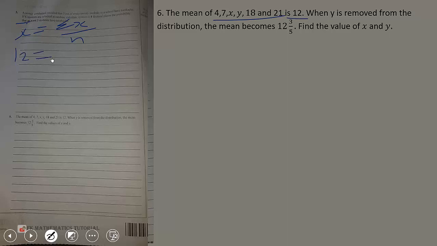So 12 will be equal to the summation of all the numbers: 4 plus 7 plus x plus y plus 18 plus 21, all over 1, 2, 3, 4, 5, 6, all over 6. So we move on. 6 times 12 is 72. So 72 is equal to 4 plus 7, which is 11. Let me use the calculator.